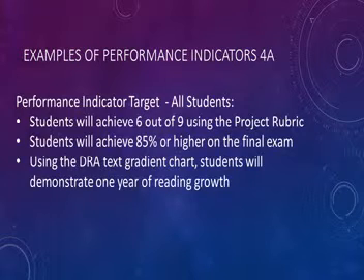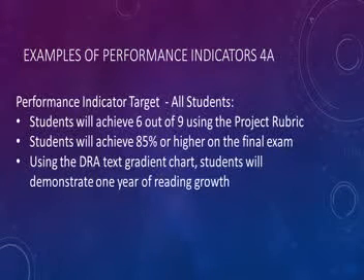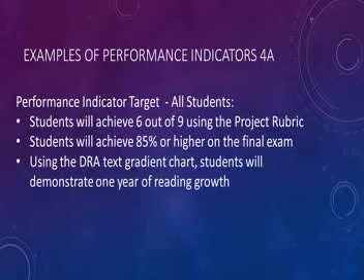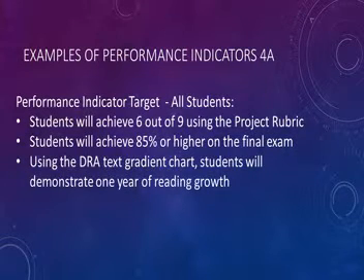The performance indicator 4A, the one that is required, here are some examples. Students will achieve 6 out of 9 using the project rubric, or students will achieve 85% or higher on the final exam. Or using the DRA text gradient chart, students will demonstrate 1 year of reading growth. So whatever your measure is, your indicator has to be what you expect the students to achieve.